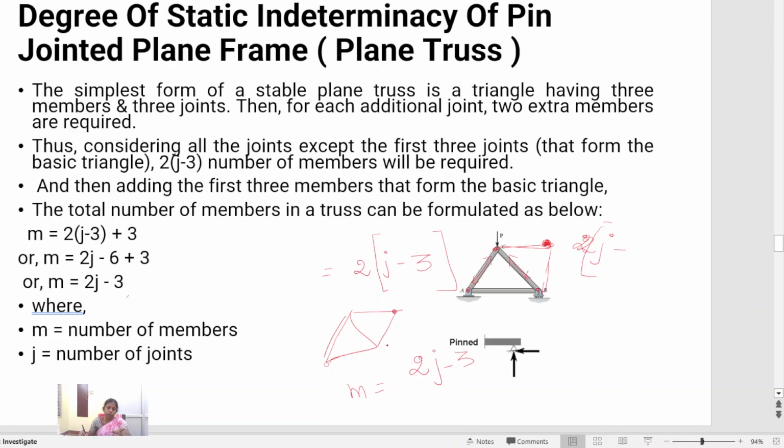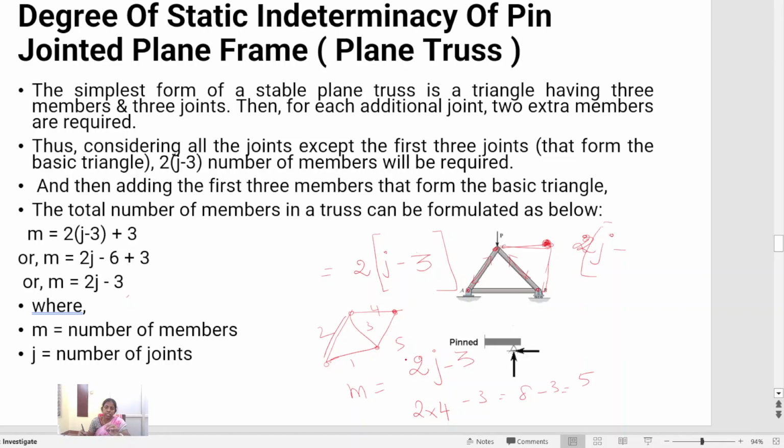So if you multiply 2 into 4 minus 3, 8 minus 3, which is 5 members. So that is number 1, 2, 3, 4, 5. So it is a calculation to find the number of members.